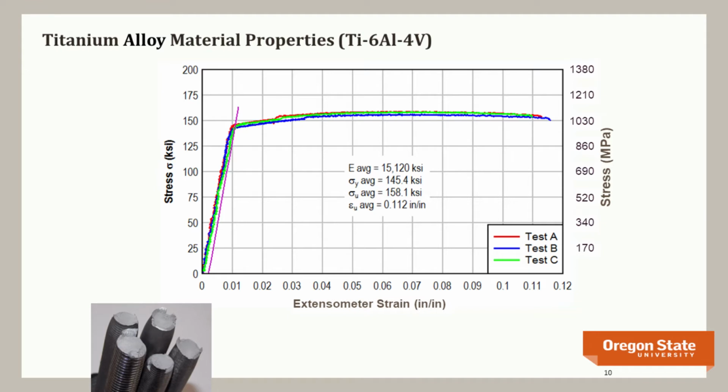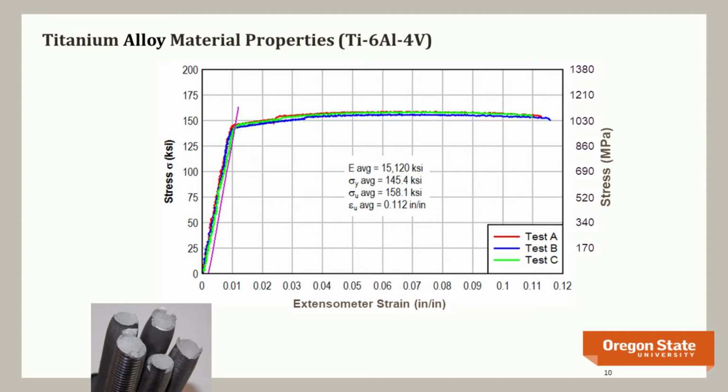It's so-called 6-4, which has 6% aluminum, 4% vanadium. Those are the alloying elements. If you look at a stress-strain plot, a Young's modulus about 15,000 KSI, slightly smaller than that carbon fiber bar that I showed you before, about half that of steel. Yield stress, somewhere in the neighborhood of about 145 KSI for this particular bar.